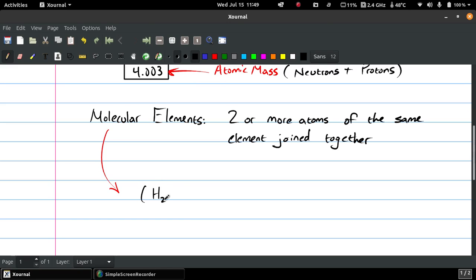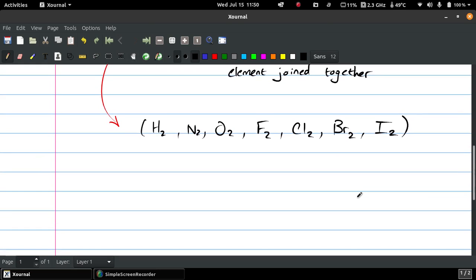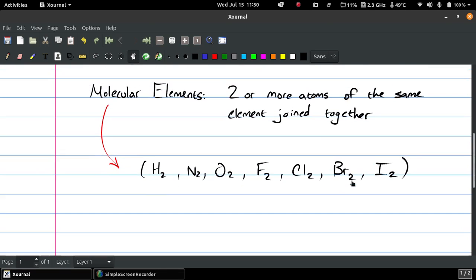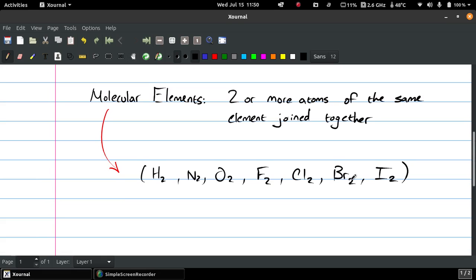But we have hydrogen, nitrogen, oxygen, fluorine, chlorine, bromine, which needs a 2 there, and iodine. So in nature, you're going to always find these as diatomic, bonded together. So other than that, there's not really too much more about the structure of elements and the periodic table and all that. We're going to start going into the modern atomic theory.